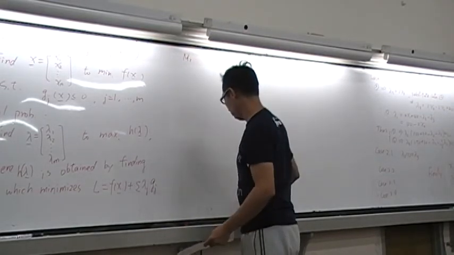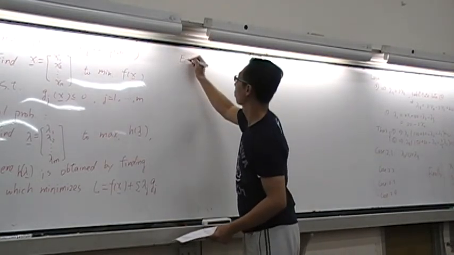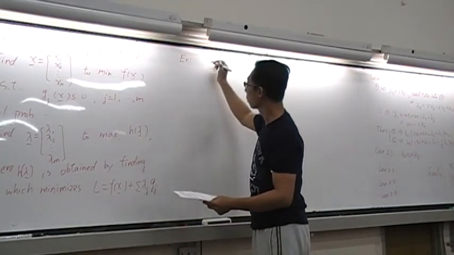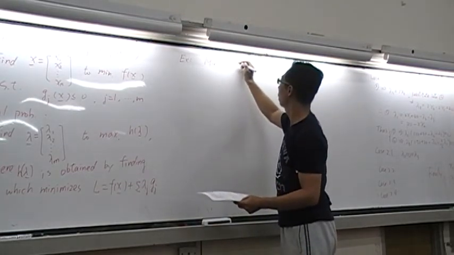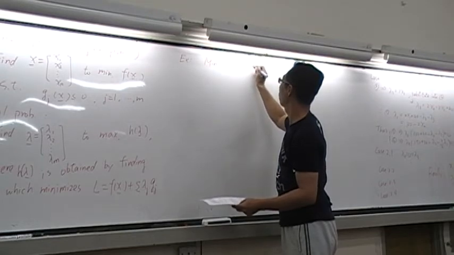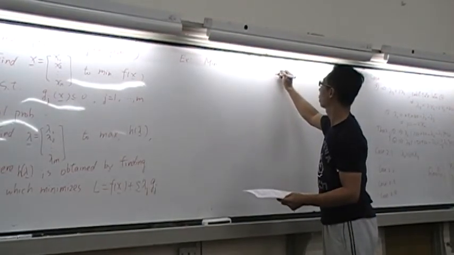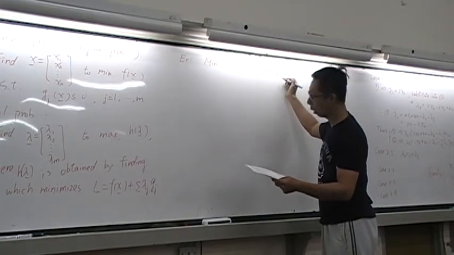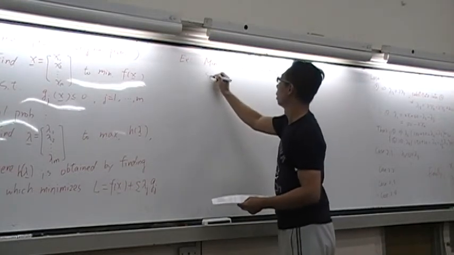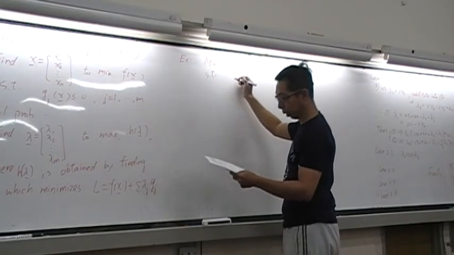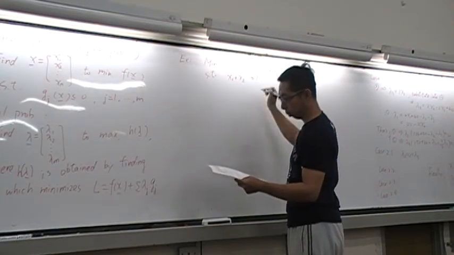Yeah, let's just use this simple example. Let's say we want to minimize f, and let's say we have only two variables: x1 squared plus 2x2 squared, subject to the constraint x1 plus x2 is greater than 1.